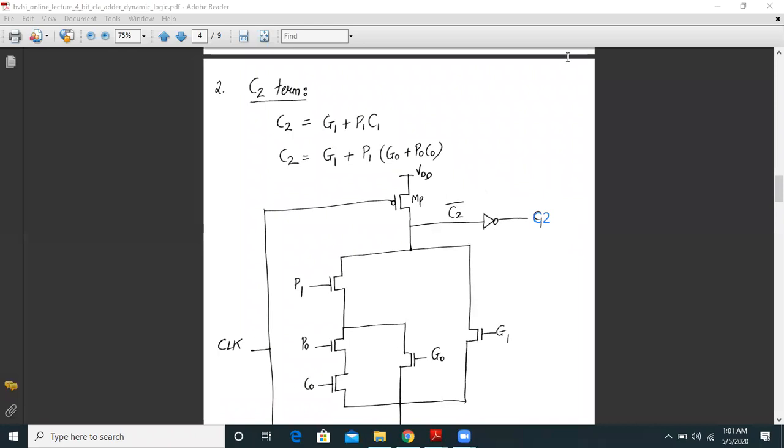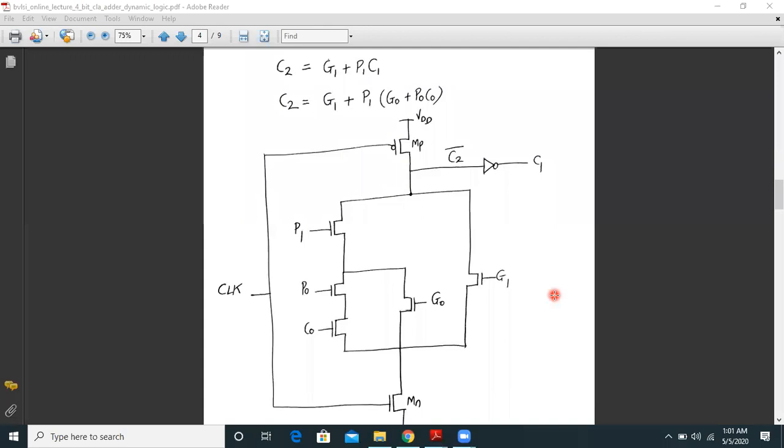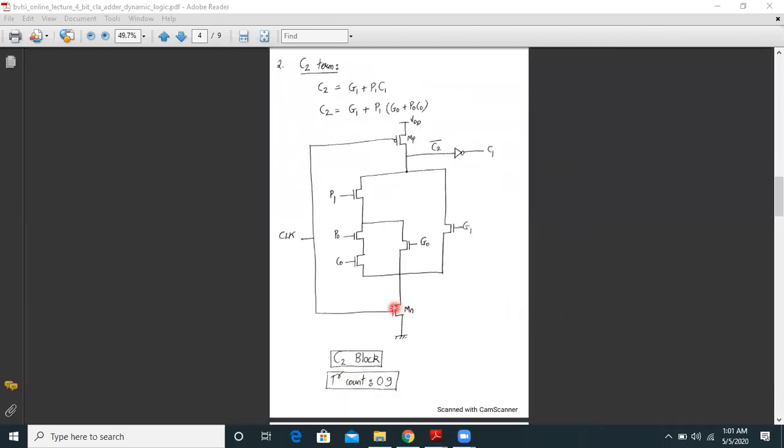Now let us check the total transistor count of this circuit. For the C2 block, the pull down network contains 5 transistors, 2 transistors MN and MP, and 2 additional transistors we require for the CMOS inverter. So the total transistor count is 5 plus 2 plus 2, so that is 9. So we require 9 transistors to implement the C2 block.